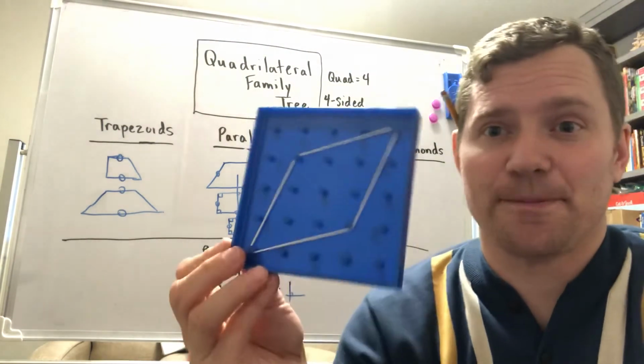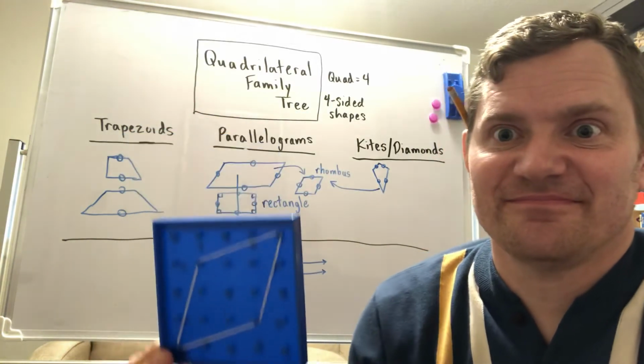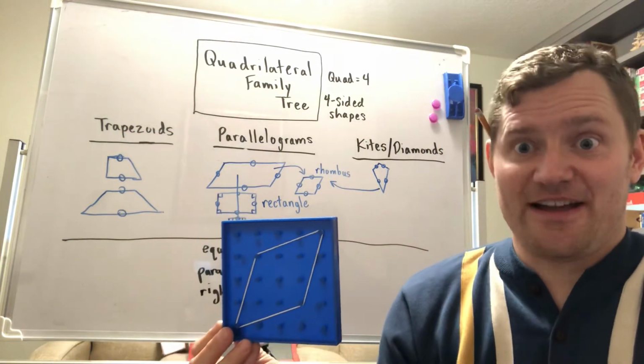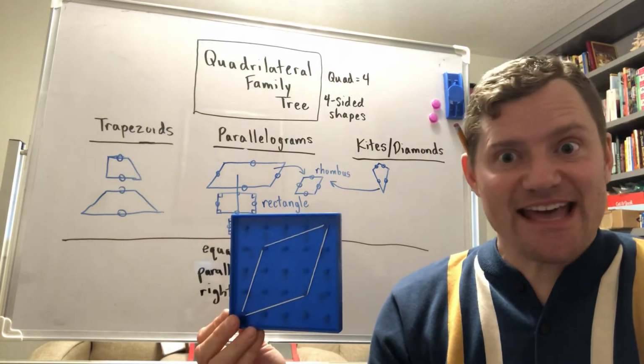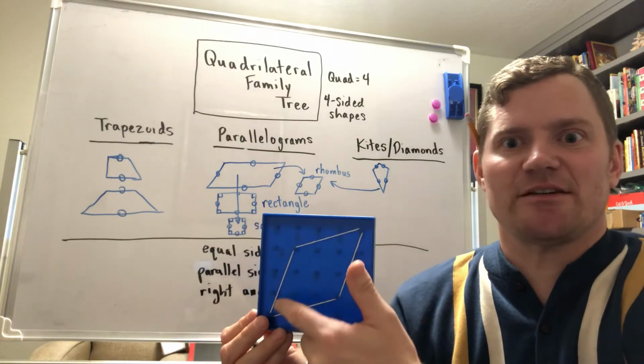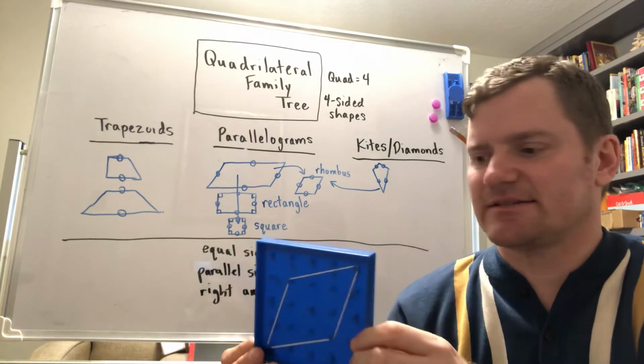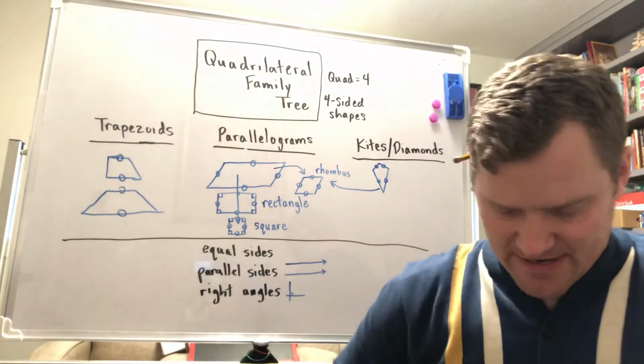Let's take a look at this one. All right, in that case, you can see again, we have equal lines next to each other, but in fact, all four are equal, which makes it a rhombus. A rhombus. All right, let's take a look at these.